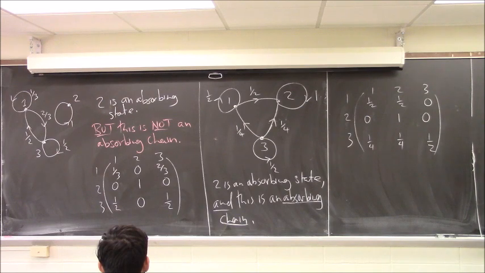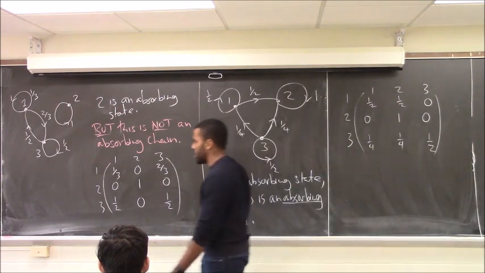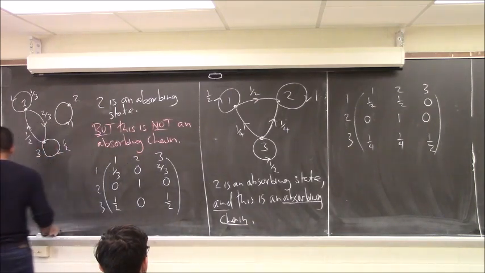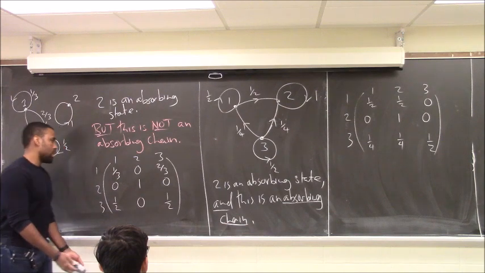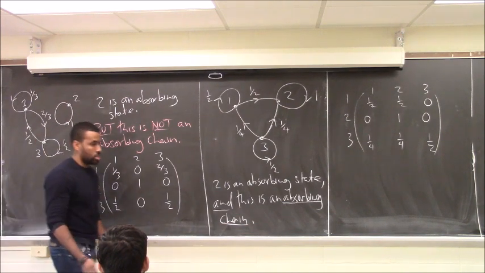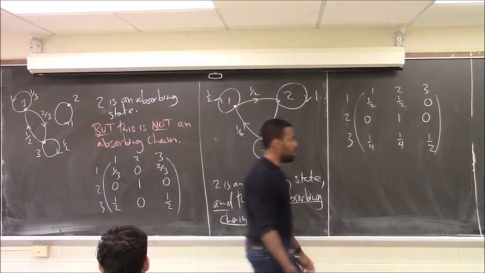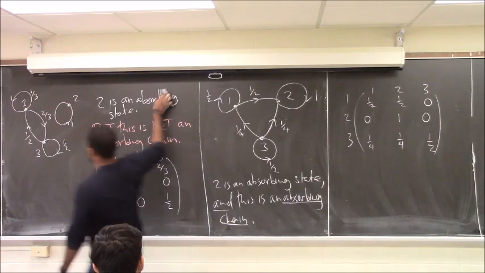So we can talk about absorbing chains and non-absorbing chains, and you should be able to identify them. I should be able to set up a situation, tell you that we can interpret this in terms of a Markov chain, and then ask you, are there any absorbing states? Is this an absorbing chain? Because these things also have consequences. Let's look at some consequences.